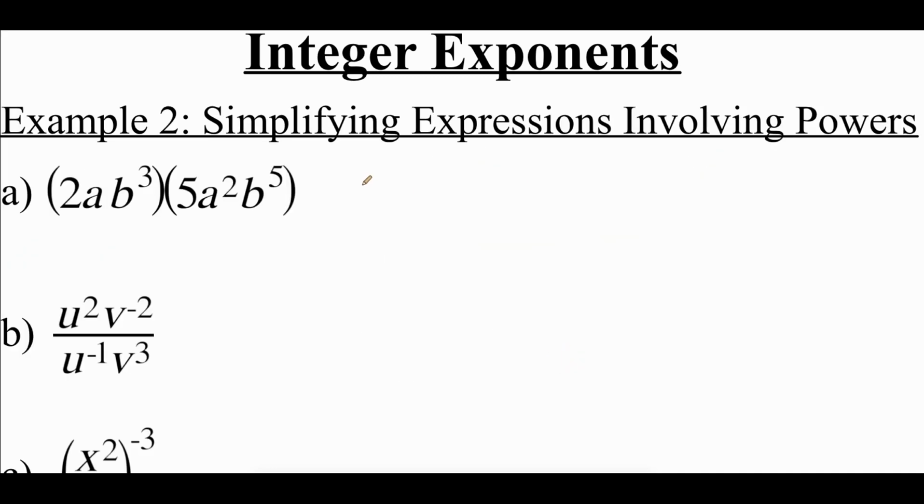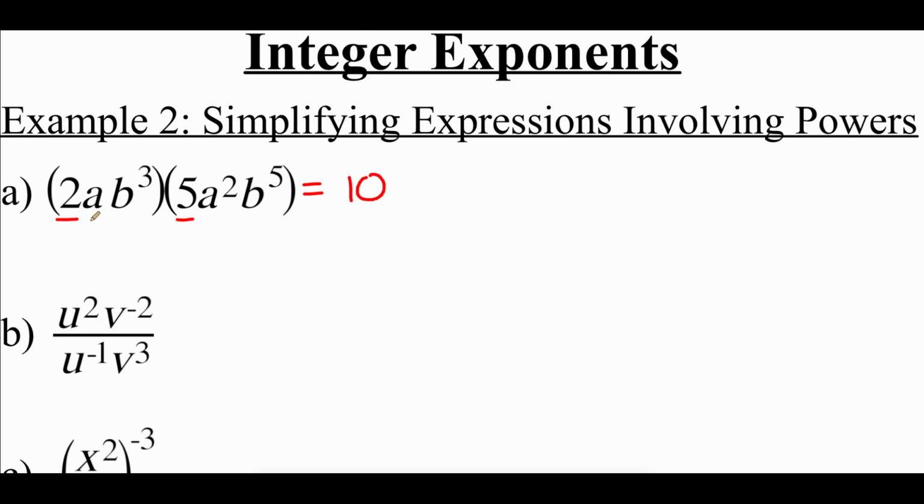In this example, we're going to look at simplifying down some expressions that have exponents on them using all of those different properties. So here in our first example, we've got 2a times b cubed, all being multiplied by 5a squared times b to the 5th. So we're going to rearrange this just a little bit, and I'm going to look at the things that are like terms to begin with. So here we've got this 2 and this 5, and since we're multiplying these terms together, we're going to take the 2 times the 5, so that's going to be 10.